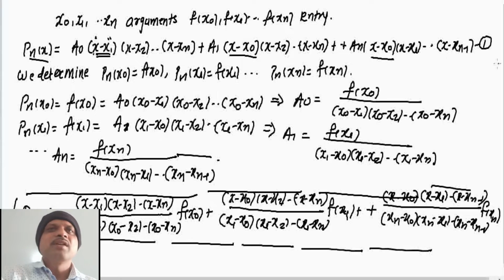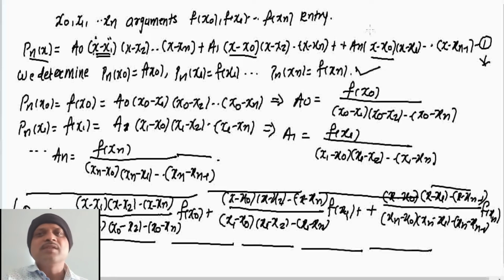You just need to remember how to construct the polynomial, that is equation number 1, and how to determine the constants a0, a1 and an, and then by this simple substitution we can easily deduce this interpolation formula.